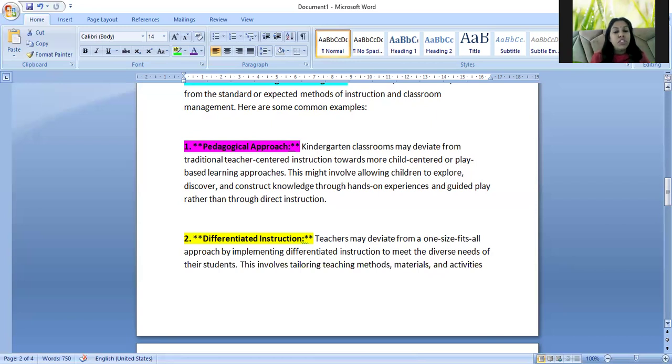Second is differentiated instruction. I really like this, and we should motivate it. Teachers may deviate from a one size fits all approach by implementing differentiated instruction to meet the diverse needs of their students. Doing the same activity, one single activity, in four different manners is actually differentiated instruction.